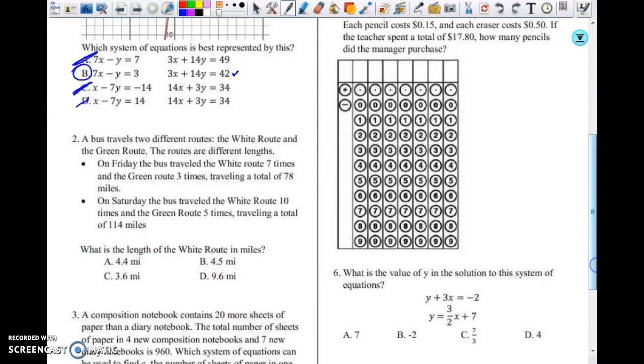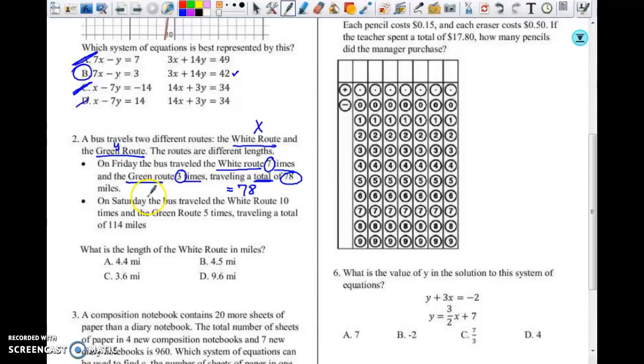So this one too, a bus travels 2 different routes. So there's a white route and a green route, and the routes are different lengths. On Friday, the bus traveled the white route 7 times and the green route 3 times, traveling a total of 78. Remember every time you have a total of, that's my equal sign, so I should be equal to 78. So let's go on ahead and give the white route a variable.